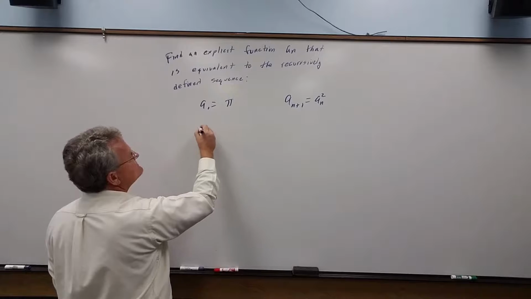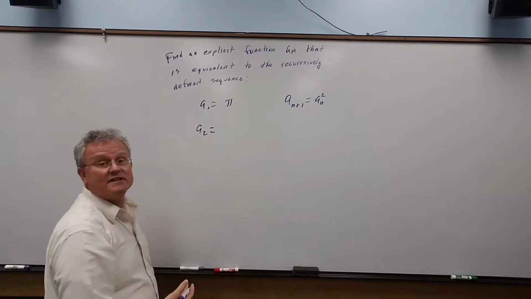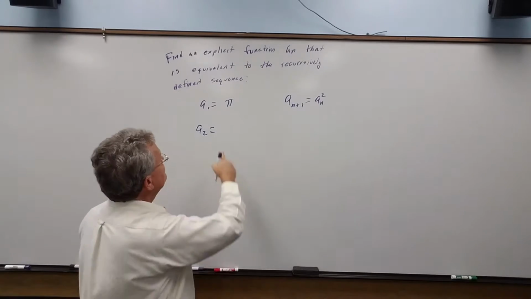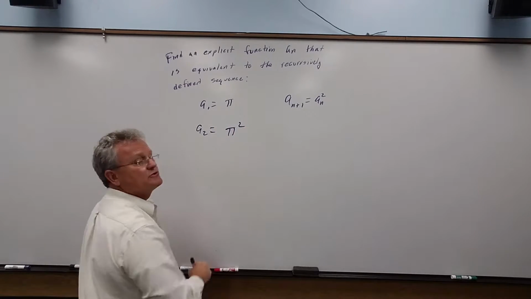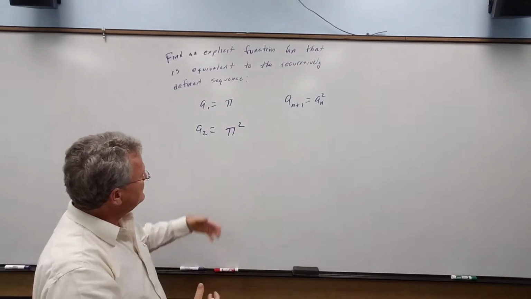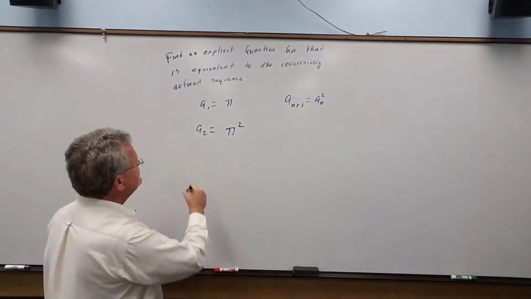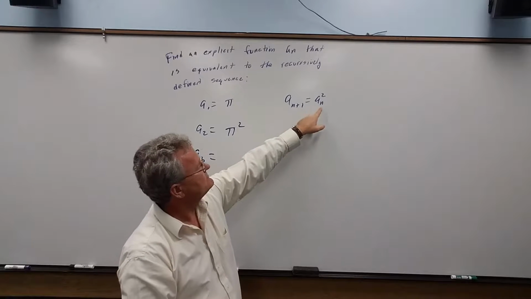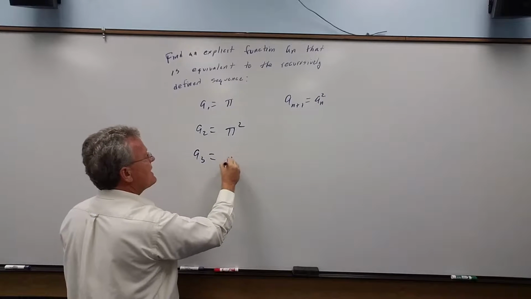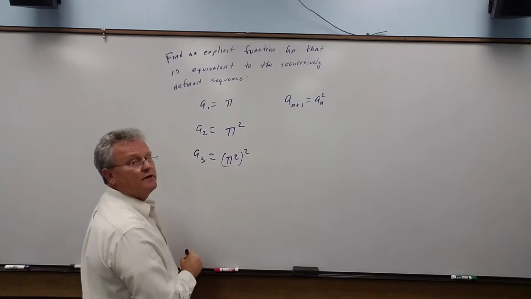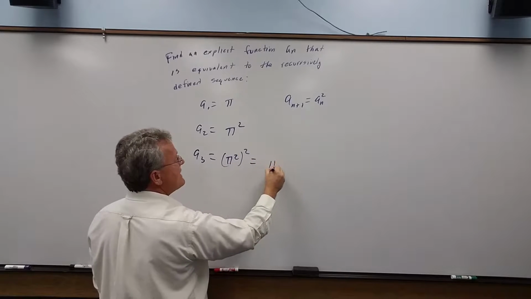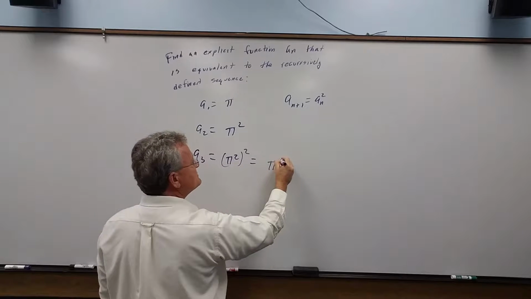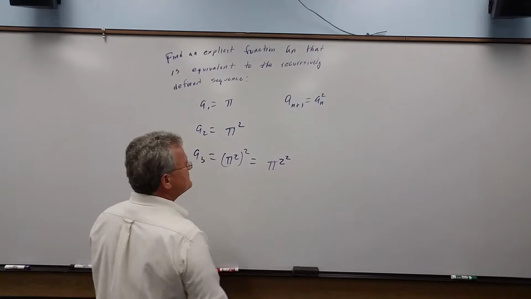Well, a_1 is pi, so what is a_2? Well, a_2 is a_1 squared. a_1 is pi, so we get pi squared. And now we just want to keep going until we see a pattern. What is a_3? Well, a_3 is a_2 squared, so we get pi squared squared, which is pi to the 2, well, we'll put this as 2 squared.